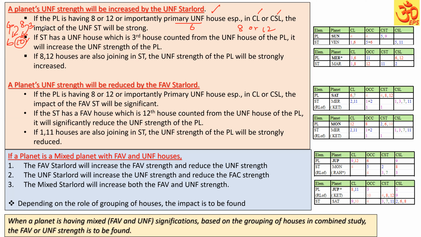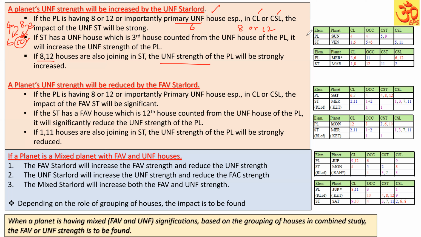The third house is going to increase, whether the favorable strength or the unfavorable strength, depending on the planet's significations, right? Along with that, in this grouping, if the 8th house or 12th house is also present in the star lord, because the 8 and 12 houses are normally unfavorable to the lagna, if 8 and 12 are also joining hands in the star lord, the unfavorable strength of the planet will be strongly increased. Let me explain with an example.